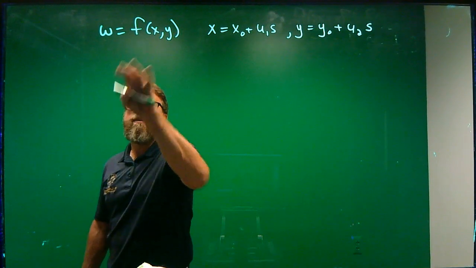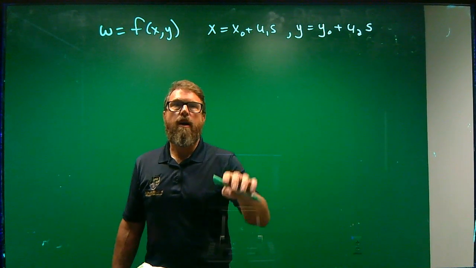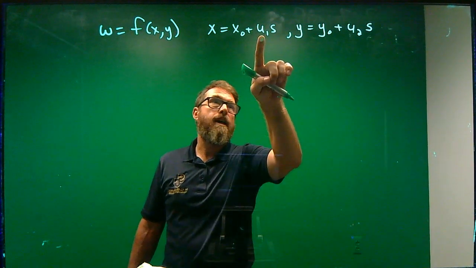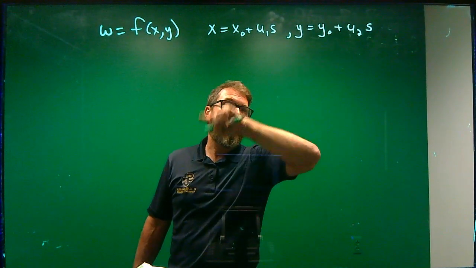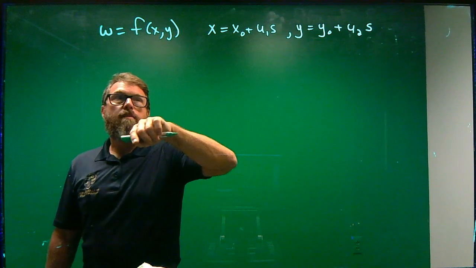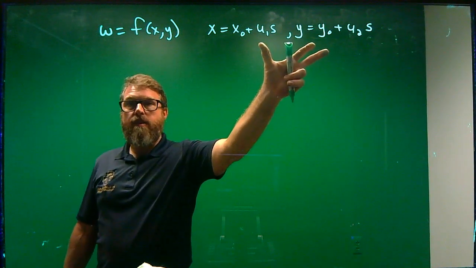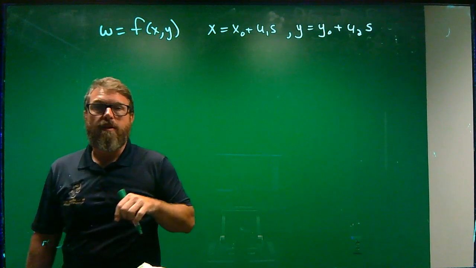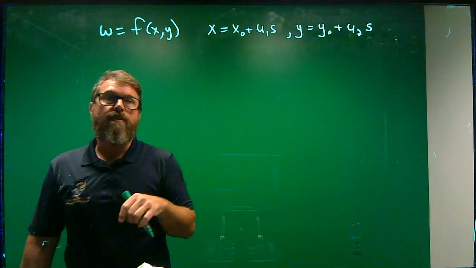So consider w to be equal to f of x comma y, where we are defining the intermediates as x equals x naught plus u1 s and y equals y naught plus u2 s. So we can see that the independent variable is s, the intermediate variables are x and y, and then this is going to be our dependent function. So the dependent variable will be w or f.